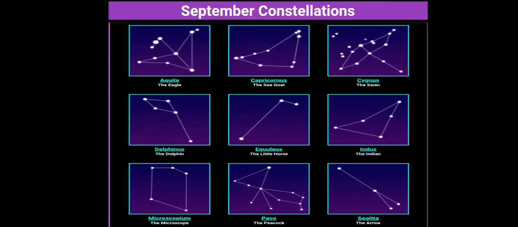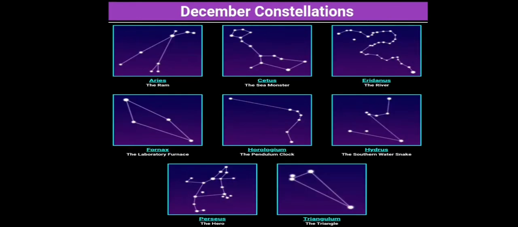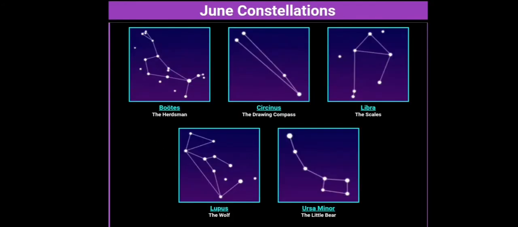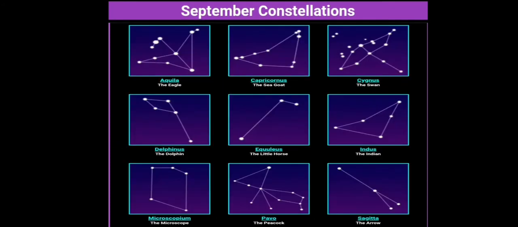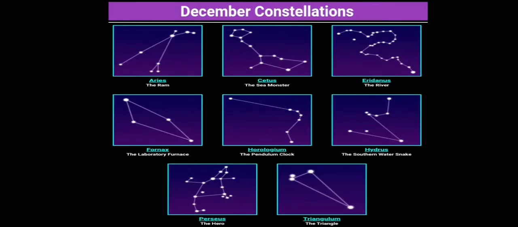Next, we have the September constellation. Aquila, the eagle. Then, the December constellations. We have Aries or the ram. I think you're familiar with this one, Aries. So again, March constellations, June constellations, September constellations, December constellations. So the next topic we have here is how early people used constellations.